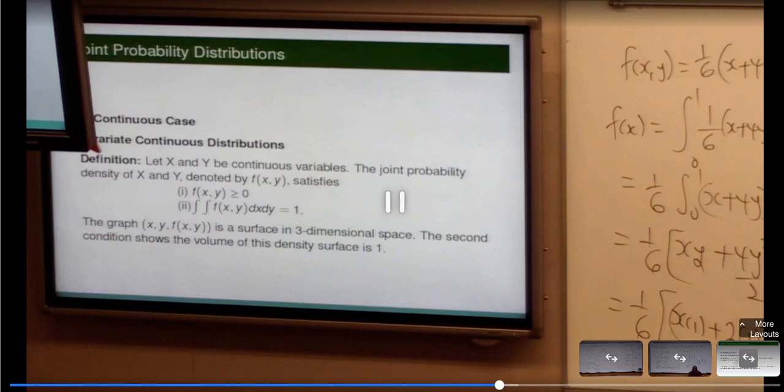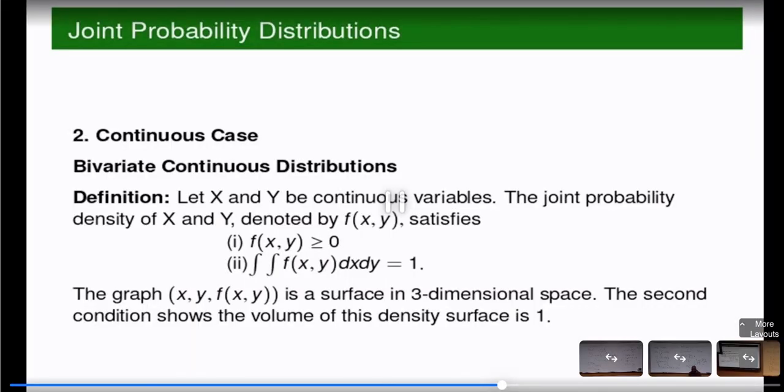We don't normally have issues when it comes to discrete, but the issue normally comes when it comes to continuous. And I really want you to pay attention now to how we're going to do this. Now, we want to talk about bivariate continuous distributions. X is continuous, Y is continuous. We look at the probability axioms. Again, f of x,y has to be non-negative. And of course, integrating f of x,y dx dy has to be equal to 1.